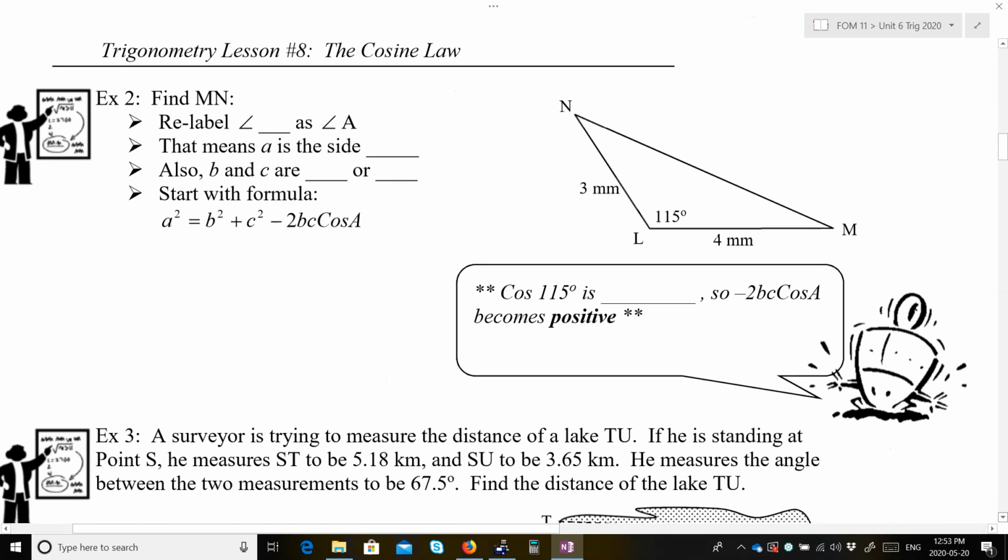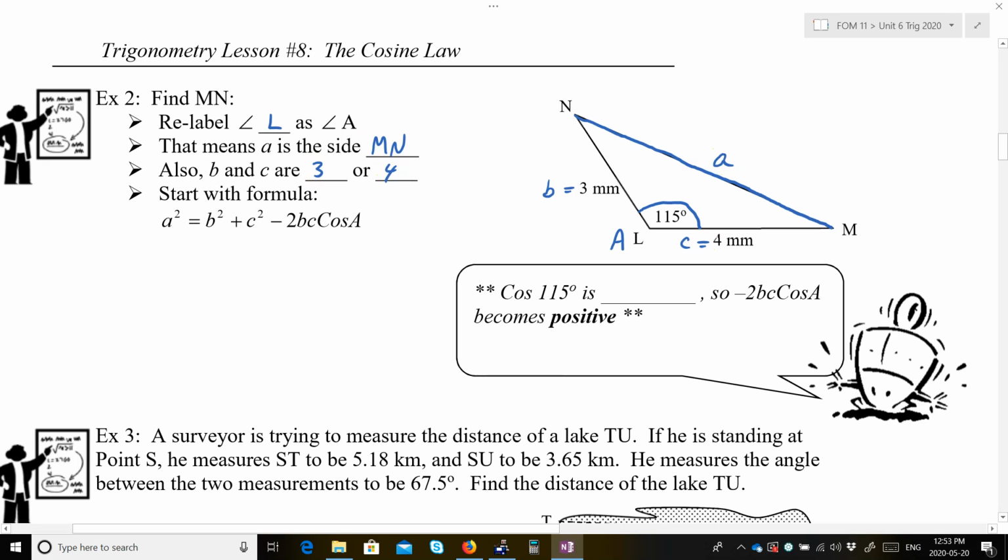All right, let's try example 2. This time they want us to find MN, which is this side length here. Relabel angle L as angle A, because that's the angle that we know, the 115 degrees. This means that little a is the side MN, what we're looking for. It doesn't matter how you label B and C. B and C are 3 millimeters and 4 millimeters.